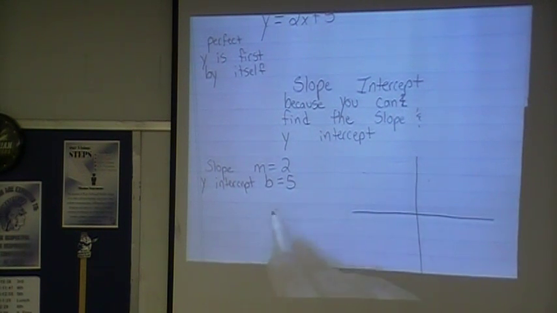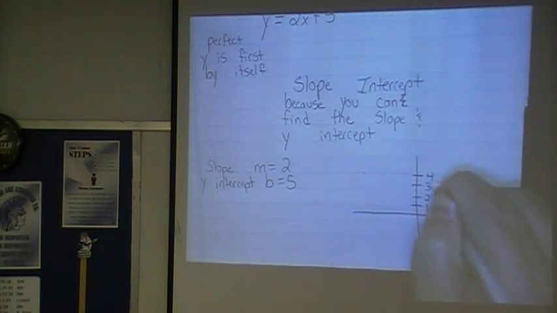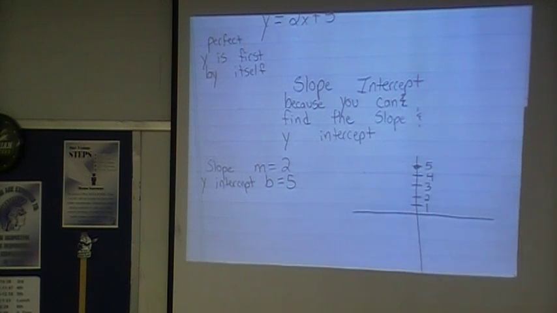Now my y-intercept is 5. 1, 2, 3, 4. Draw you 5 little lines and number them. And put a dot on that 5th one. Like I did. Do it just like I did.